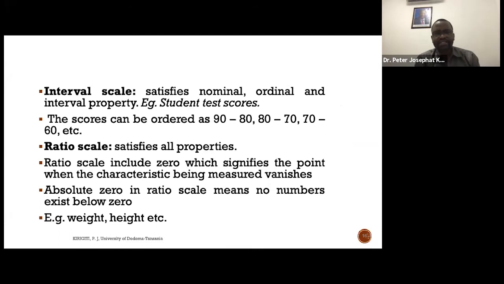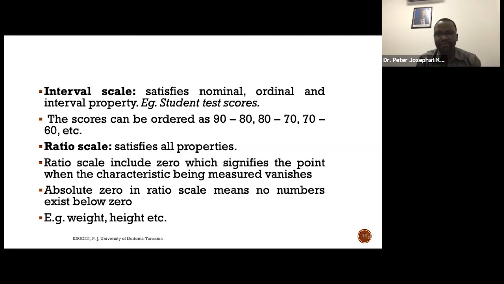Interval scale satisfies 3 properties. It satisfies the property of nominal, it satisfies the property of ordinal, it satisfies the property of interval. Consider an example of student test scores.